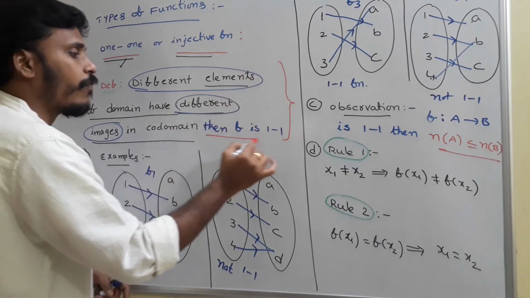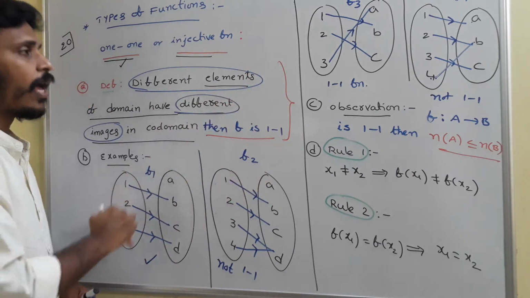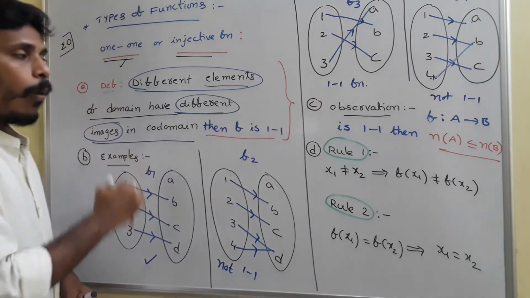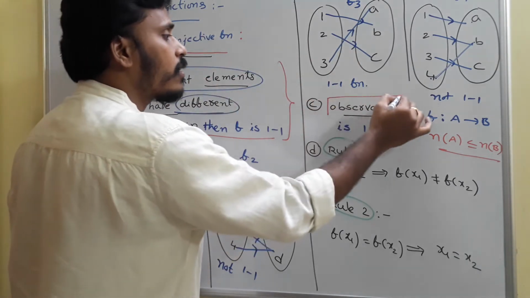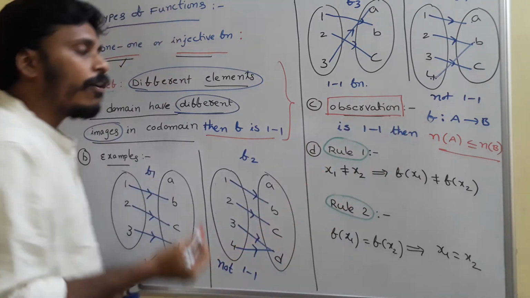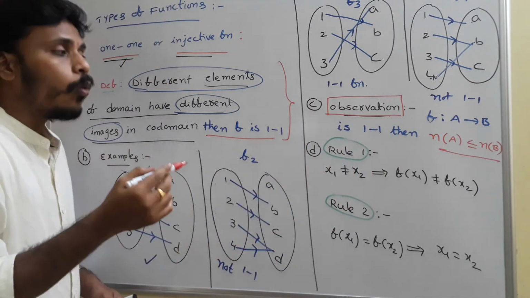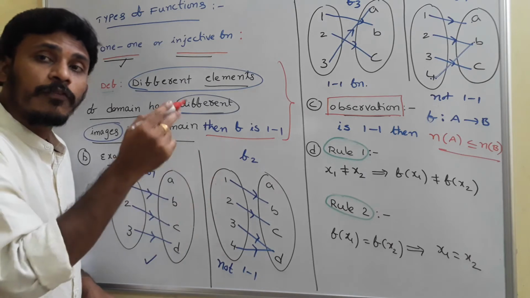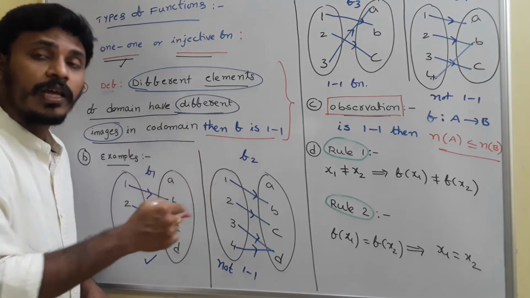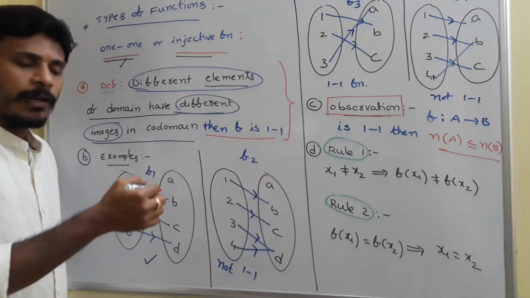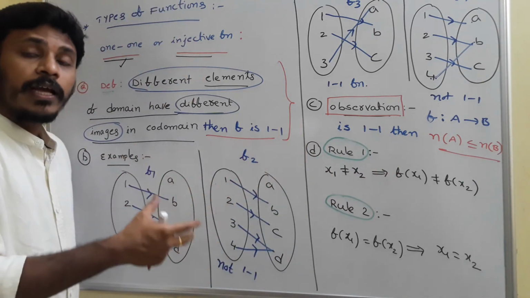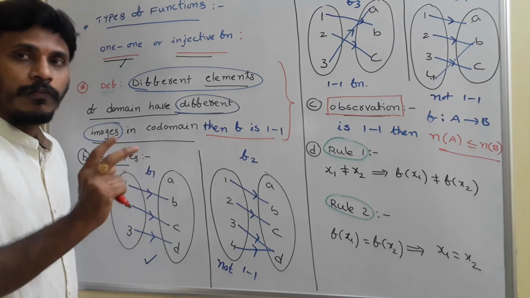Different elements have different images. With that definition, I mentioned two different examples. When you observe all those examples, one observation at the end is that a function will become 1-1 only if the number of elements in the first set is less than or equal to the number of elements in the second set. In those cases, we can construct some 1-1 functions. In all the other cases, we don't have any 1-1 function.